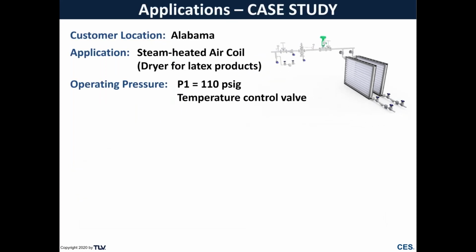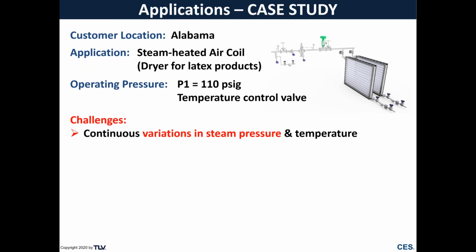One latex products manufacturing plant in Alabama was using a temperature control valve on a 110 psi steam supply to dry the product at a particular temperature using steam coils. The problems they were having were variations in steam pressure and temperature to the coils, and productivity and product quality were below what was expected.